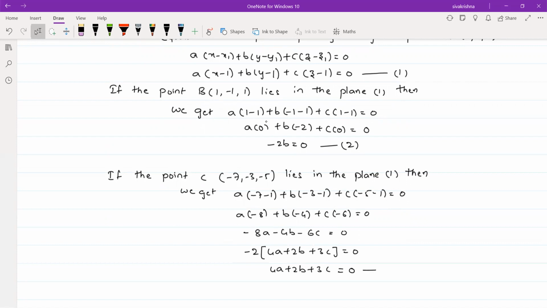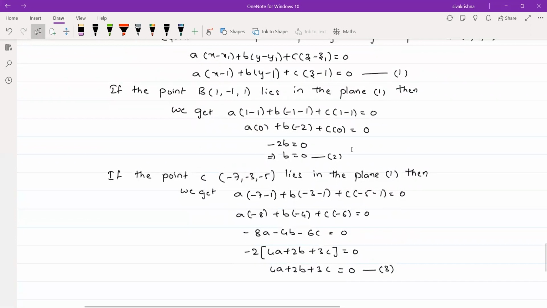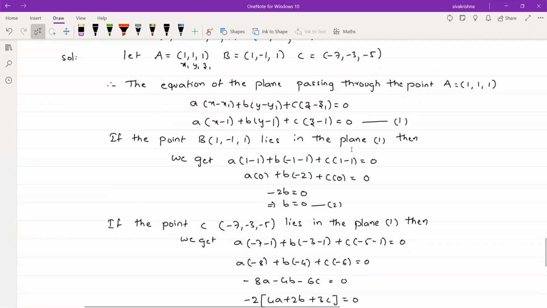So treat this as equation 3. Sorry, in equation 2 we are having b is equal to 0. So treat this as equation 2. Right, so we are having two equations in a, b, c, and we have to solve those two equations. Then we get the a, b, c values. Whenever we get the a, b, c values, we substitute them in equation 1. Then we get the equation of the plane passing through 3 points. So in this way also we can find the equation of the plane passing through 3 points.